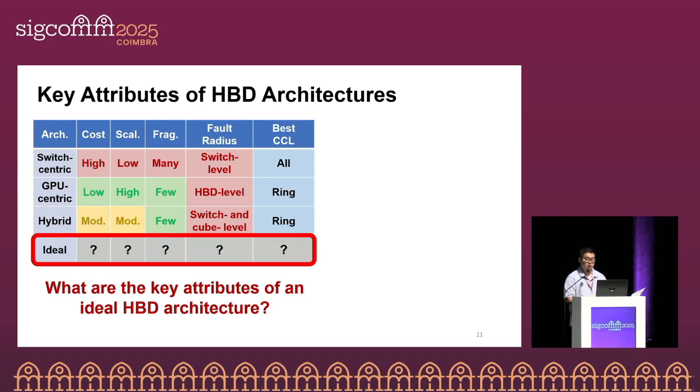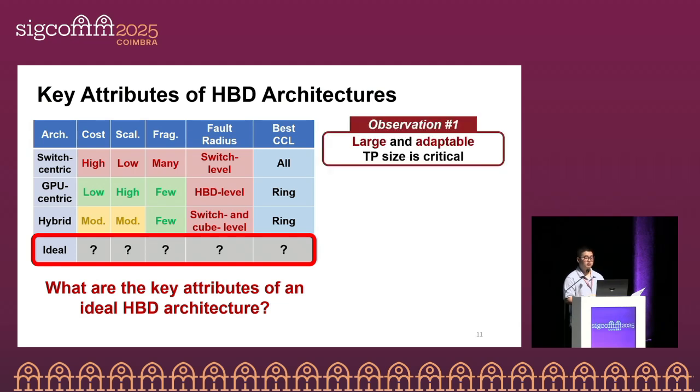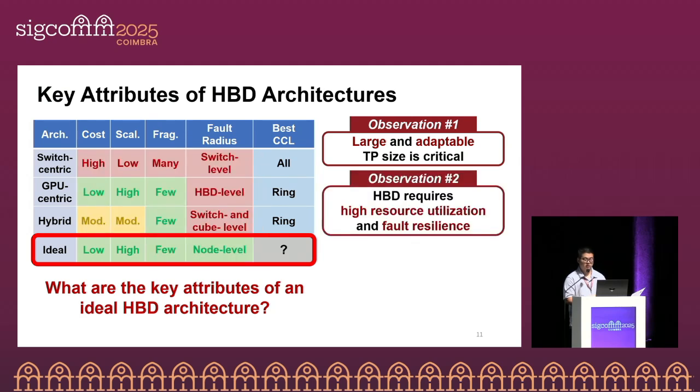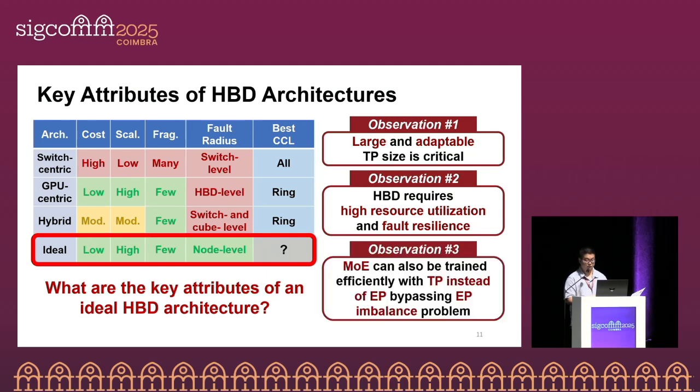So, what are the key attributes of an ideal HBD architecture? We have 3 observations. First, a large and adaptable TP size is critical. As shown in the table, high model FLOPs utilization, or MFU for short, requires large TP size, which means HBD should offer low cost and high scalability. Second, HBD requires high resource utilization and fault resilience. In practice, clusters are maintained at the node level, so node-level fault isolation is ideal.